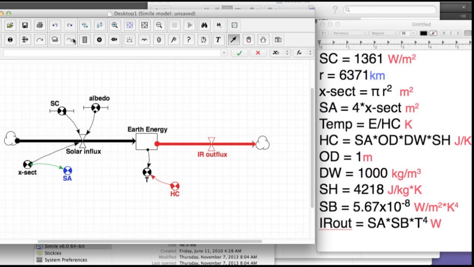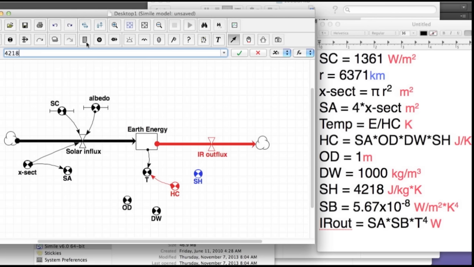So we got the surface area. We are going to also need on this one an ocean depth. We are going to need a density of water, and we're going to need the specific heat of water. All right, and these are all spelled out in our formulas over here on the side. We're going to say that the ocean depth is 1 meter. The density of water is 1,000 kilograms per cubic meter. The specific heat of water is 4,218 joules per kilogram Kelvin.